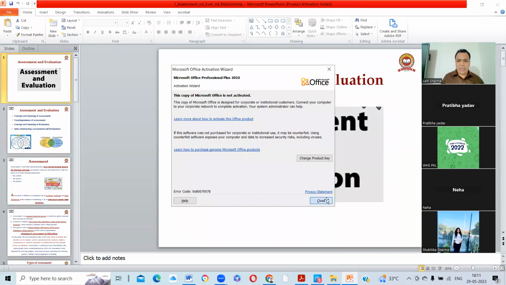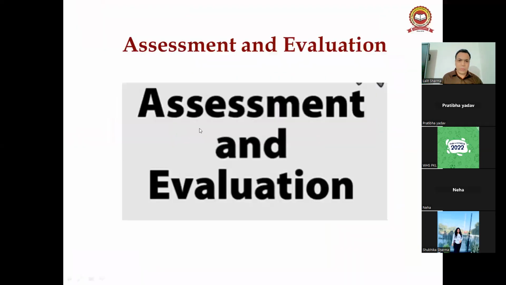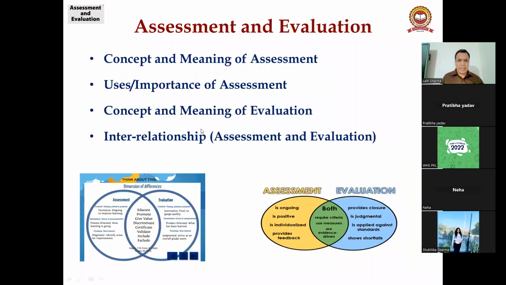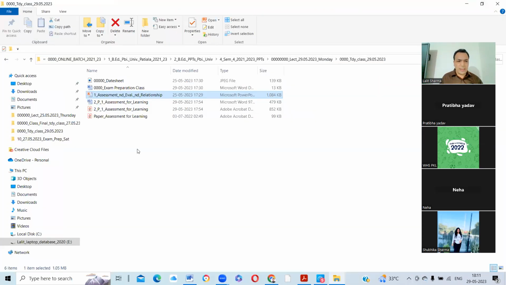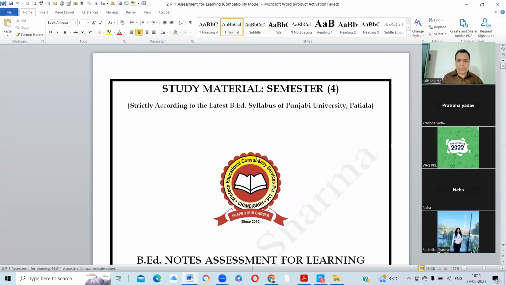This PPT we have already discussed in the last lecture. Okay, regarding this, if you have missed the first part, the notes I have already shared with you. If you have missed the first part, you can go to my YouTube channel and check the video of the first part. Right, guys? Today I will discuss the second part. This notes I have already sent to you. Assessment for Learning, section B.